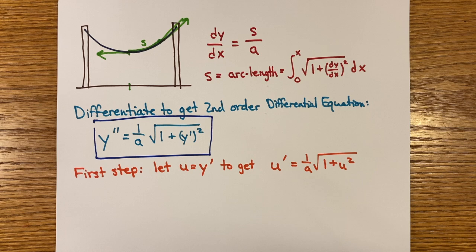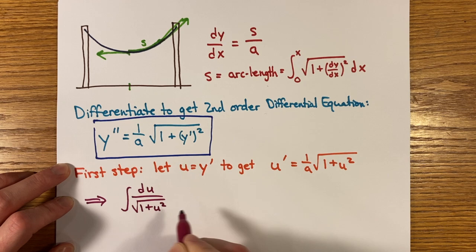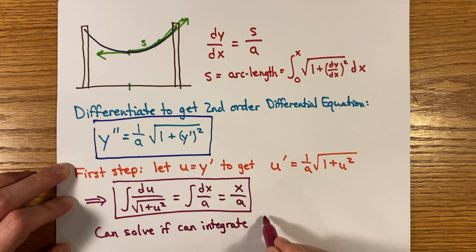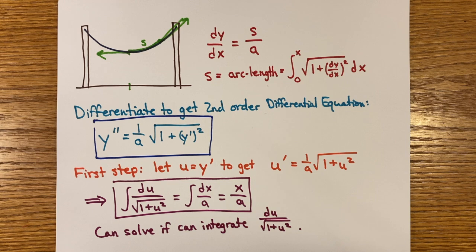So which function's derivative is a constant times the root of 1 plus its value squared? Not a linear function in any case, which means the catenary is not a parabola. Now, it is possible to solve this equation if you can integrate du over the square root of 1 plus u squared. It's not a trivial integral, though it is elementary, and there are several ways to solve it. Of course, it's easy if you have a nice table of integrals somewhere or Wolfram Alpha, but there was no such thing in the 17th century. How could you do it from scratch?